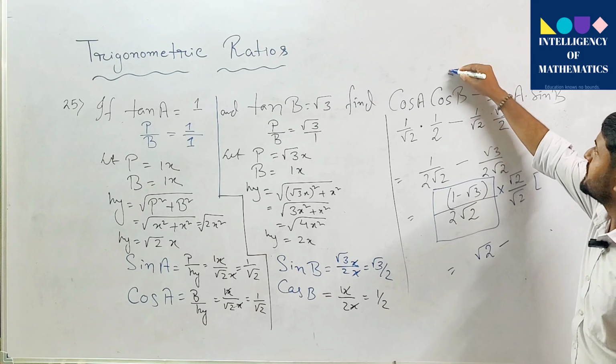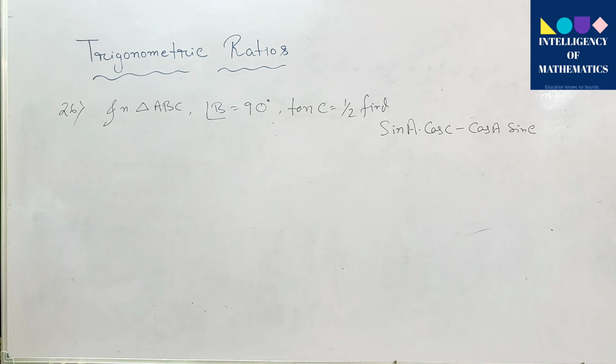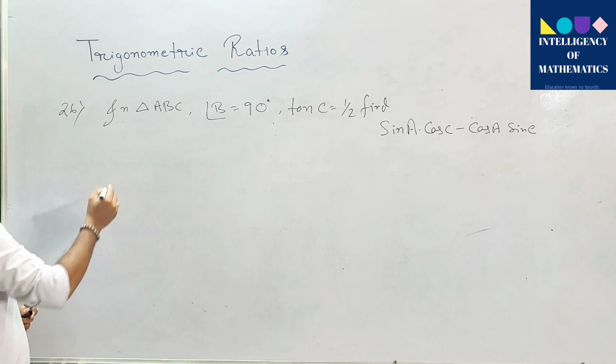Okay, so see the next sum, that is 26. In this sum it is told, in triangle ABC, angle B's value is given as 90 degrees, tan C's value is given as 1 by 2. We have to find the value of that expression. Now what we will do, we will draw a triangle first.